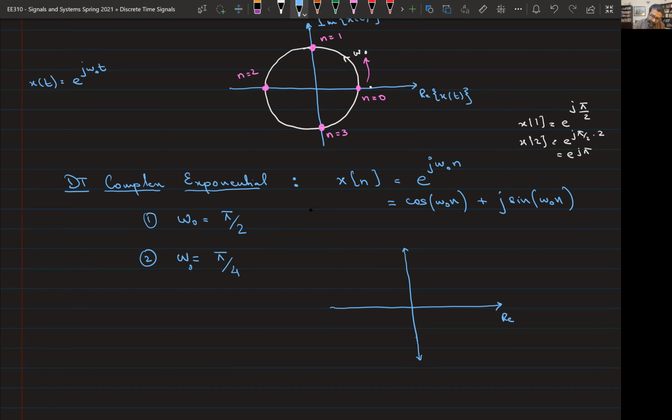Right, so this is the real part, and this is the imaginary part, and then there's a circle residing here. And the points that you're going to get: at n equals 0 this point comes. As Hamza said, n equals 1. So let me, Hamza, note down your name.